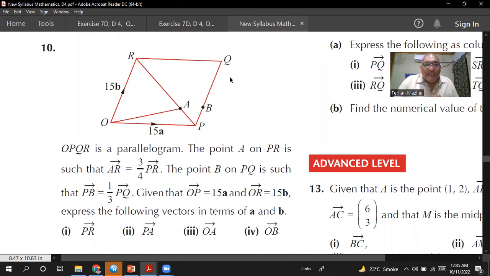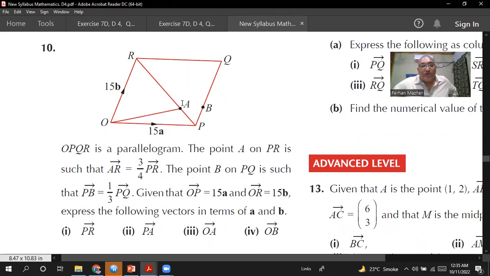So OPQR is a parallelogram. The point A on the PR is such that AR is equal to 3 by 4 of the PR. So AR is 3 and the PR, the whole thing, is 4. That's the ratio, okay? So this portion AR is 3, this portion AP is 1, the whole thing is 4. That's in terms of ratio.